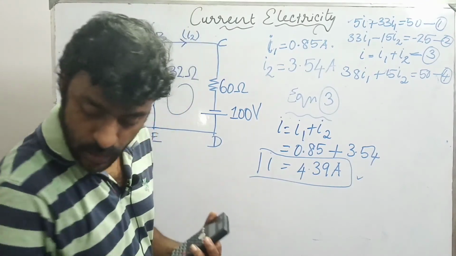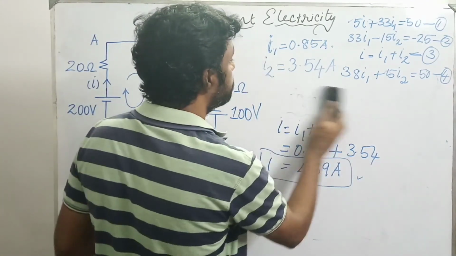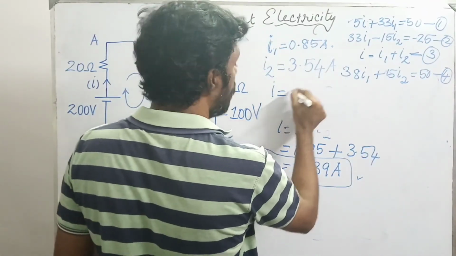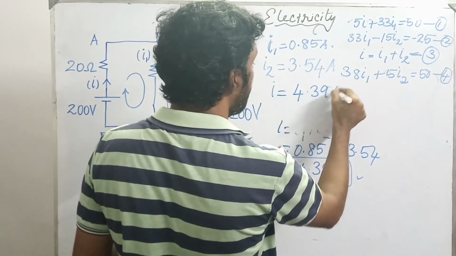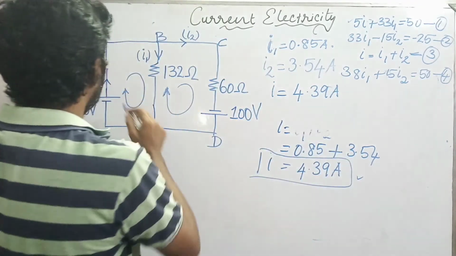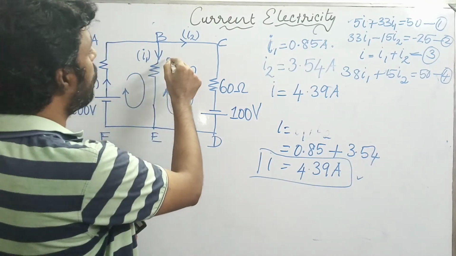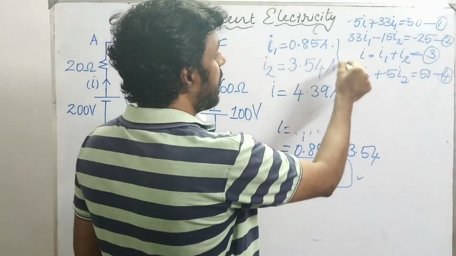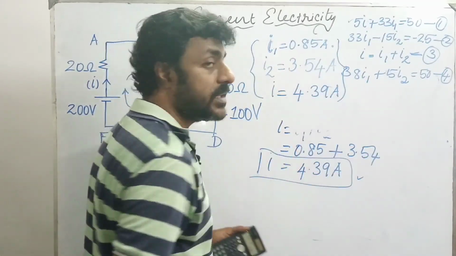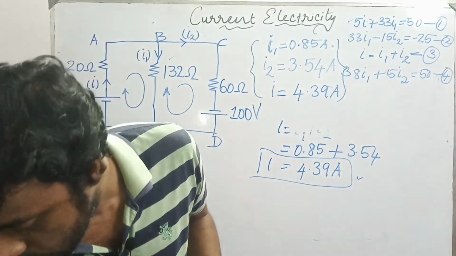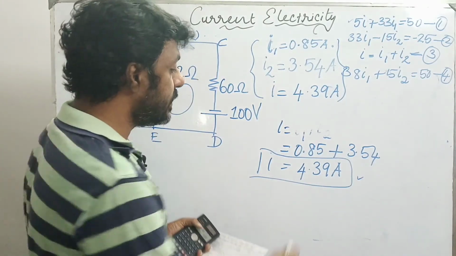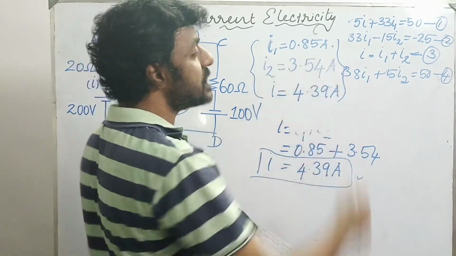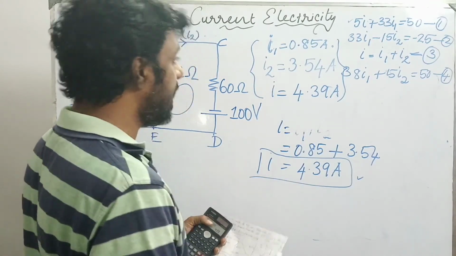We need to record here I equal to 4.39 amperes. So we got the value of I, we got the value of I1, and we got the value of I2. These are the respective individual currents. So I is 4.39 amperes, I2 is 3.54 amperes, and I1 is 0.85 amperes. So we have found it.